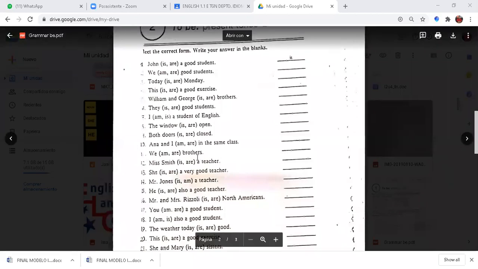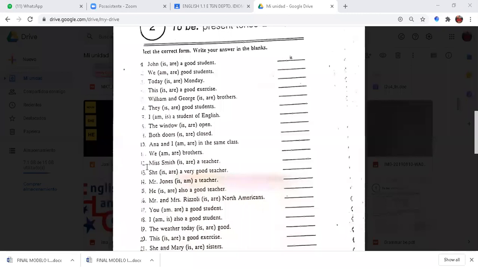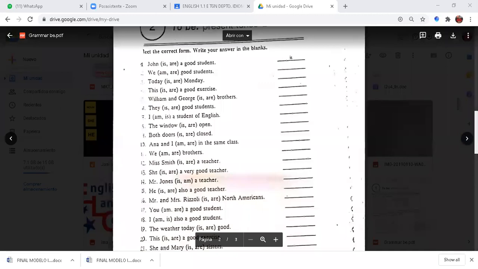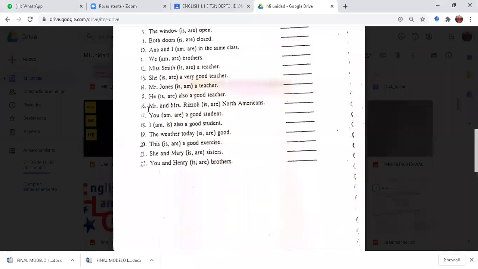15, 16. We are brothers. Okay, 12. Mrs. Smith is a teacher. 13. She is a very good teacher. Yes. Okay. 14. Mr. Jones is a teacher. Yes, Mr. Jones. Yeah. 15. He's also a good teacher. 16.